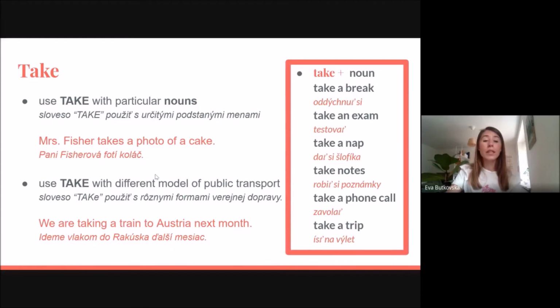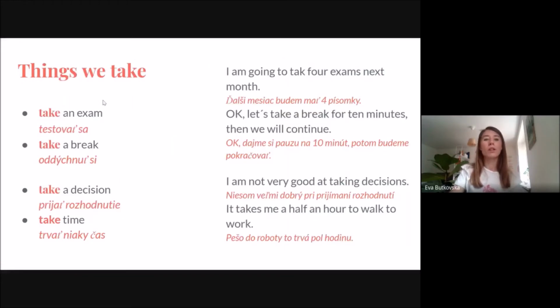The verb take we use with different modes of public transport. For example, take a tram, take a bus, or take a train. We are taking a train to Austria next month. So let's study more of take. Take an exam, we already said. Take a break. Okay, let's take a break for 10 minutes. Then we will continue.